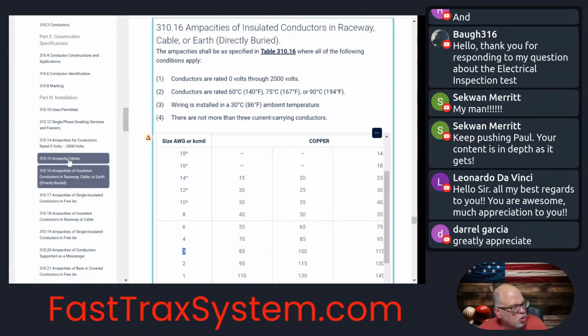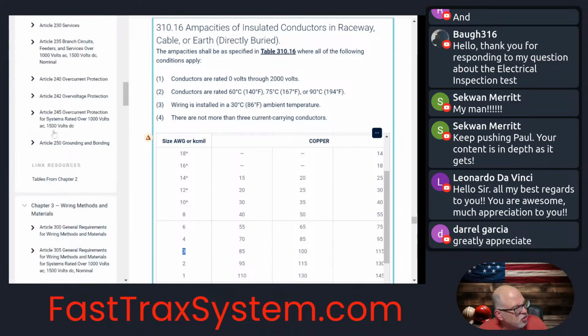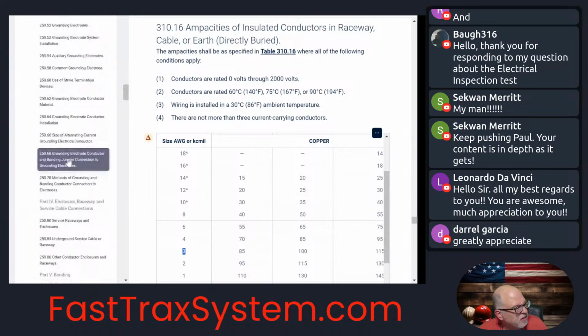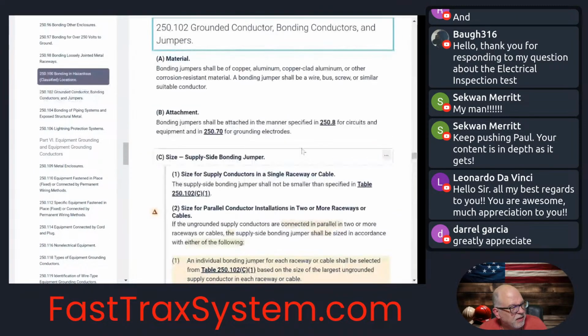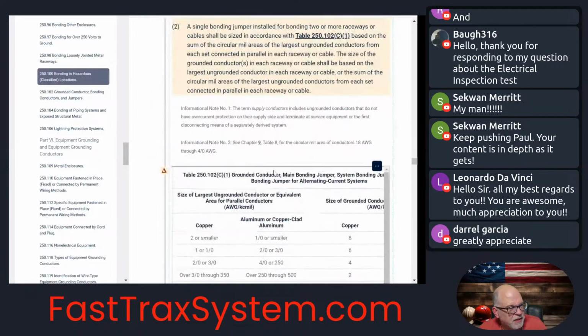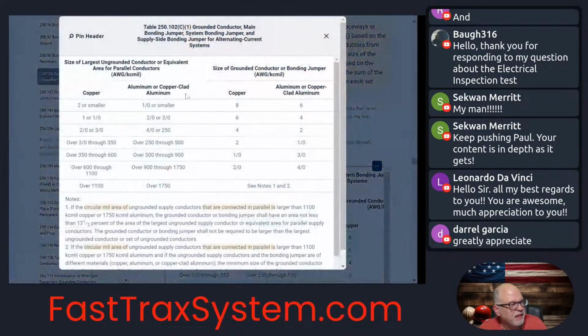So let's go look real quick at 250.102, right here, and we're going to go down. Here's the (C)(1). So here's the table. Now, what you'll notice about this table is, you see right here what it says? Grounded conductor. So think of this table as a minimum size. It can't be smaller than this, but it may be larger because you have to do a load calculation. And in our case, our load calculation yielded a 3.